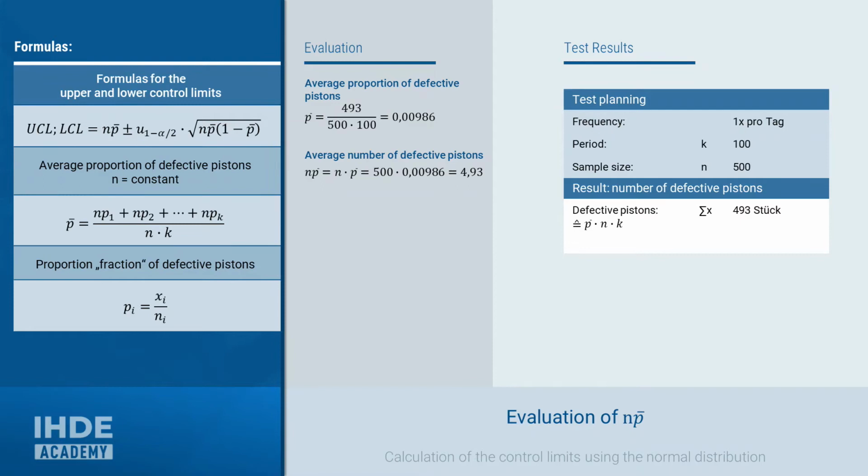The average number of defective parts is also required for the further calculation of the control limits. This is calculated from the sample size and the average proportion of defective parts P bar. The average number of defective pistons is therefore 4.93.